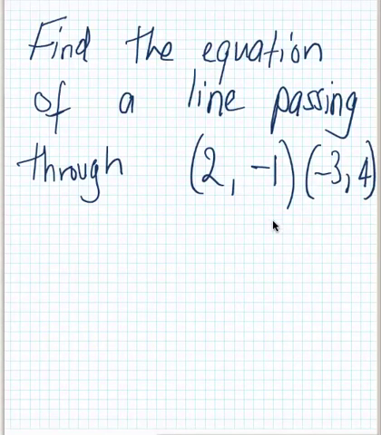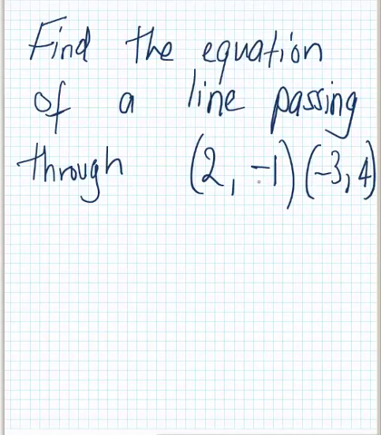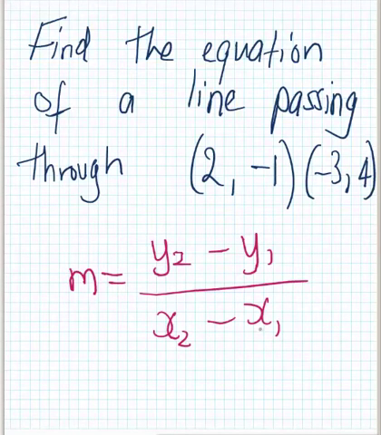So a question will look like this: find the equation of a line passing through these 2 points. Of course, to do this, the points have to be part of this line. Now we can't see the graph, so we can't just do our rise and run, but we can simply calculate the difference. The formula you have to remember is the gradient m is equal to y2 minus y1 over x2 minus x1.